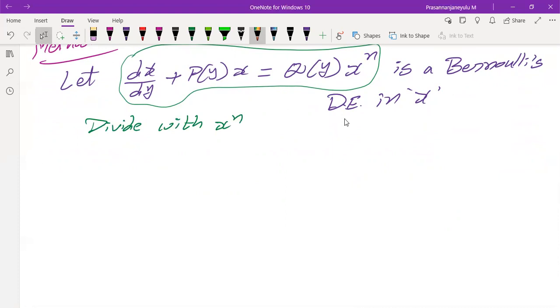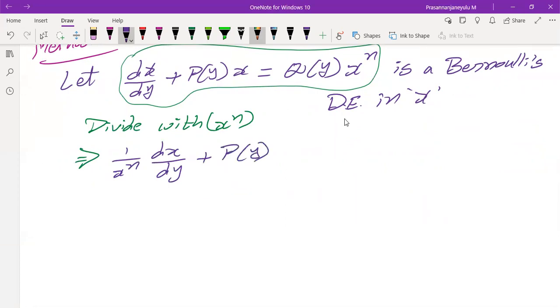On both sides, if we divide by x power n, then what are we going to get? 1 by x power n into dx by dy plus p of y into x by x power n. But I am writing a direct step here. x by x power n can be written as x power 1 minus n, equals q of y into x power n. I just skipped a step. Okay, so taking it as equation number 2.